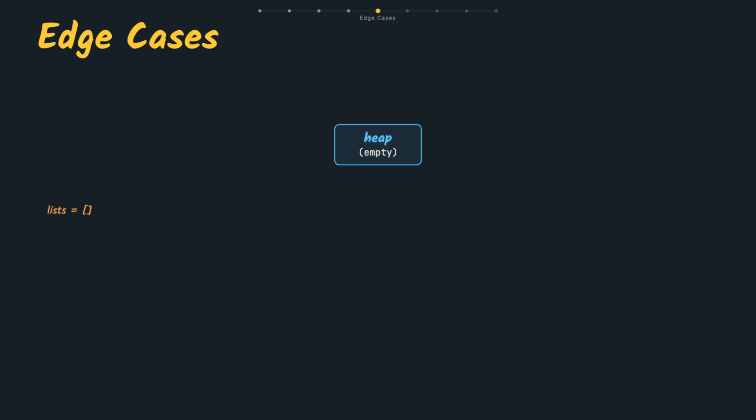Now the awkward cases, because hard problems love them. What if the input is completely empty, no lists at all? We seed by walking each list's head. With no lists at all, there's simply nothing to push. The heap starts empty. An empty heap means we never enter the loop. We just return nothing, right away. No crash, no special branch needed.